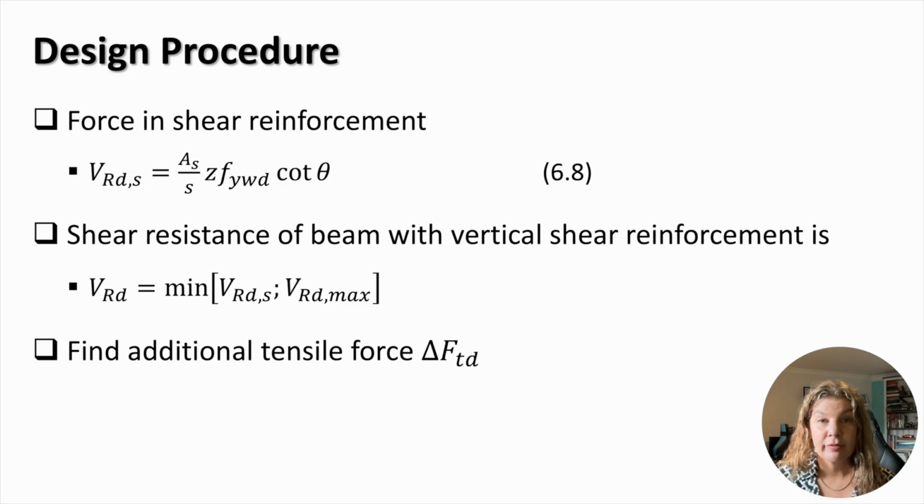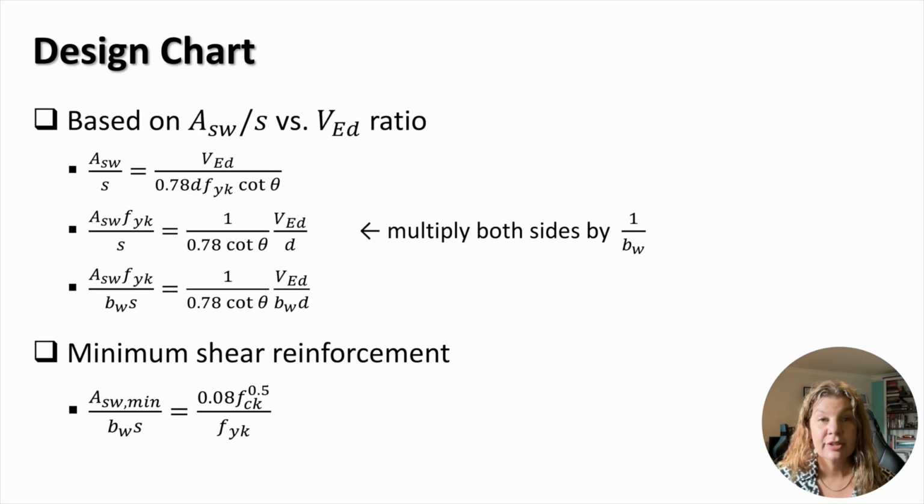After designing shear reinforcement, its resistance VRDS is calculated. The shear resistance of a beam with vertical shear reinforcement is the minimum value between VRDS and VRD max. At the final stage of the design, the additional tensile force delta FTD in the longitudinal tensile reinforcement is calculated. A design chart can be used for the design of shear reinforcement.